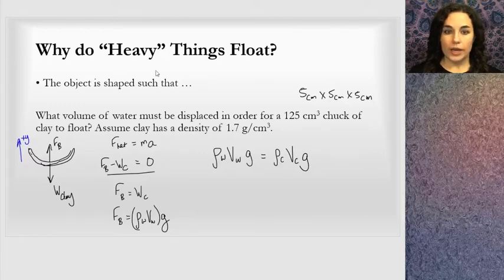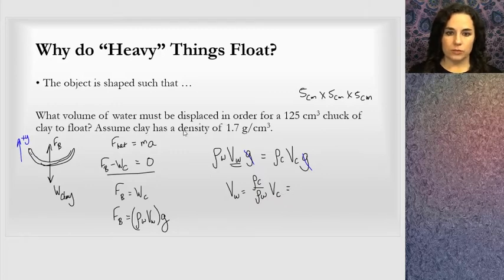Because we're dealing with weights, g is on both sides. I'm going to cancel that out. I'm going to do a little bit of algebra on this equation. We're solving for what volume of water, so let's isolate that on one side. The volume of water equals rho of the clay over rho of water times the volume of the clay.